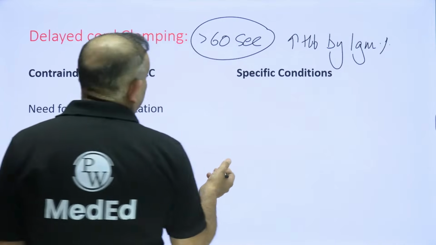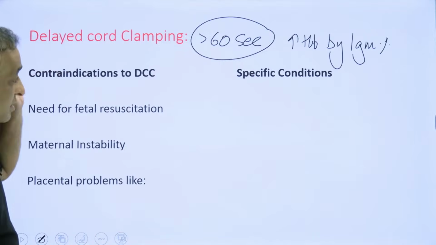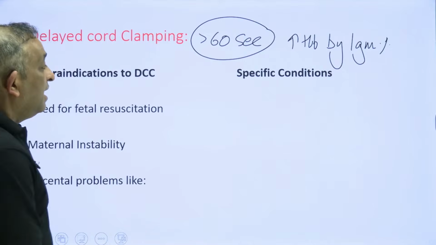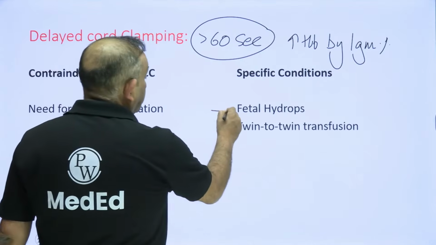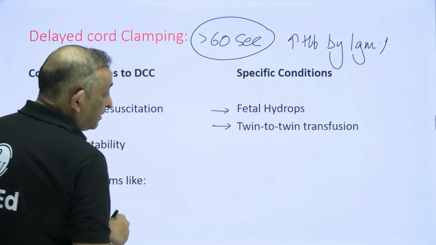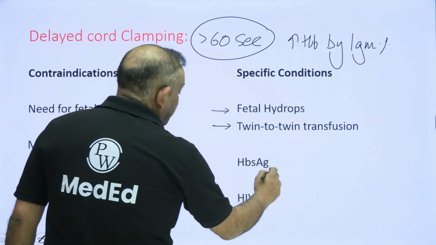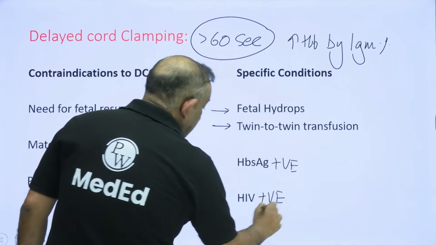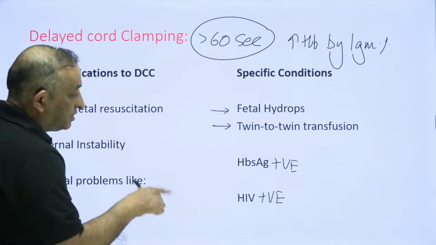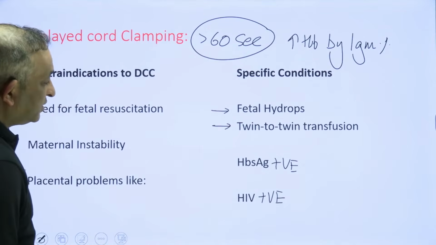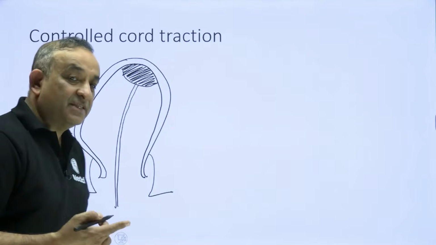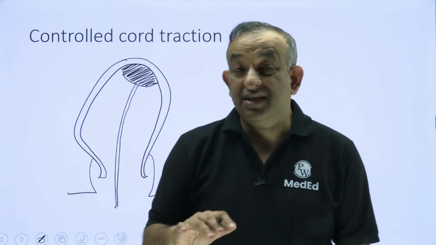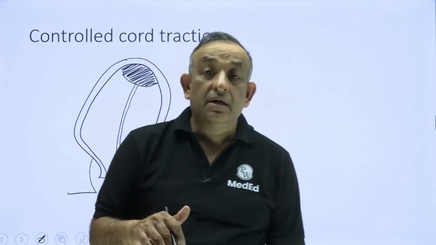So specific conditions where you have to defer, specific conditions where you have to avoid doing delayed cord clamping are the conditions like fetal hydrops, twin-to-twin transfusion syndrome where the baby is sick, and HIV and HBs positive mother, because perinatal transmission can happen around the time of delivery. So all these conditions you will avoid, and a lot of people say in RH negative also you should avoid delayed cord clamping. But yes, it's a little debatable. A lot of people are refuting that.